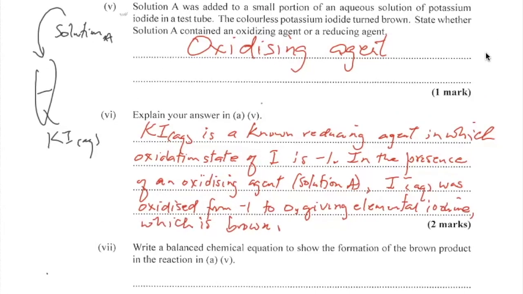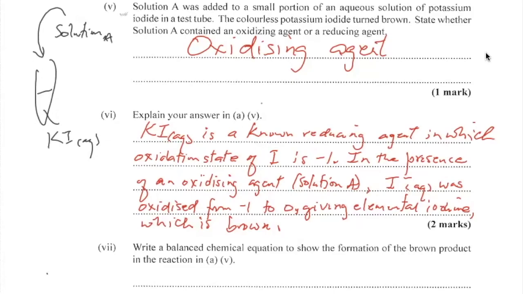Aqueous potassium iodide is colorless and it's a known reducing agent. And in aqueous potassium iodide, the oxidation state of the iodide is -1. So when the iodide in potassium iodide is oxidized, which is brought about by whatever oxidizing agent is in solution A, then the iodide is oxidized from -1 to 0, giving elemental iodine, which gives the solution the brown appearance. And they want us to write a balanced chemical equation to show the formation of the brown product.